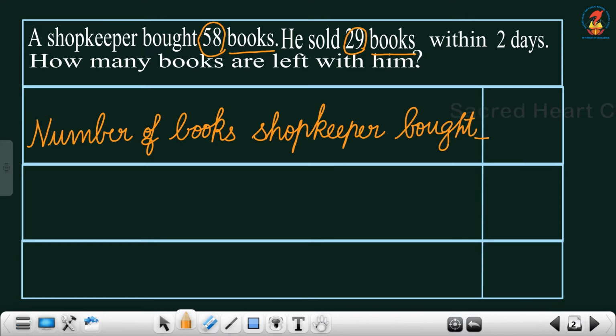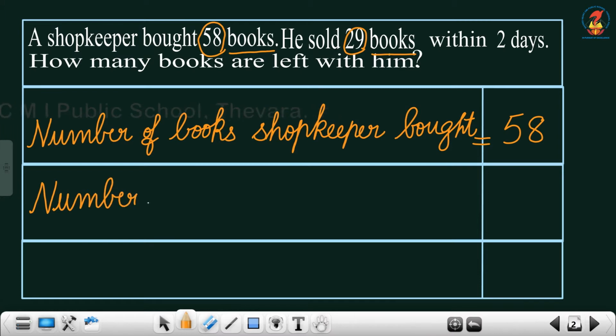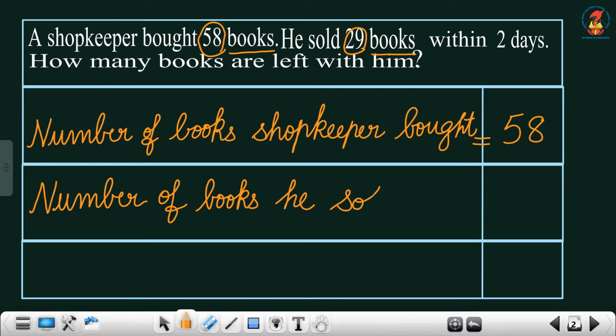How many books he bought, children? He bought 58 books. Now, what he did with that books? He sold 29 books. So, in the second statement, what we have to write? Number of what is given, children? Number of books. So, number of books he sold. How many books he sold? 29.